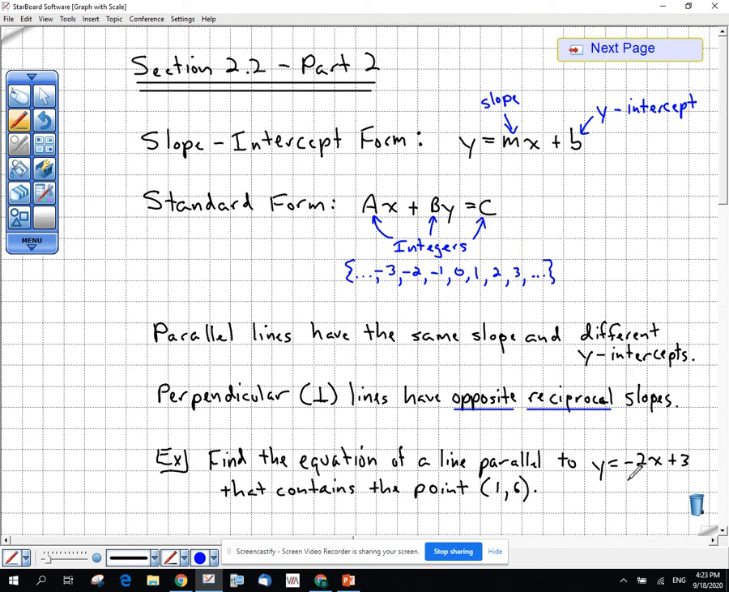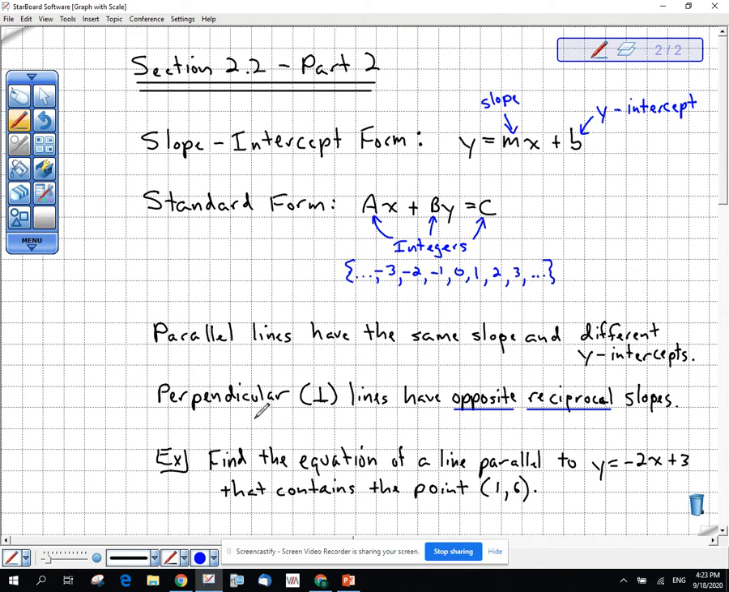Back to this document here. Parallel lines have the same slope and different y-intercepts. I'm right here. Parallel lines have the same slope and different y-intercepts. So if we're looking at something in slope-intercept form, or for that matter, in point slope form, because the m slope is evident there too, we can tell if things are parallel or not by comparing their slopes. And technically, so that it's not the same line, they have to have different y-intercepts too. So I included that little tag there at the end as well. Okay, now perpendicular lines have opposite reciprocal slopes.